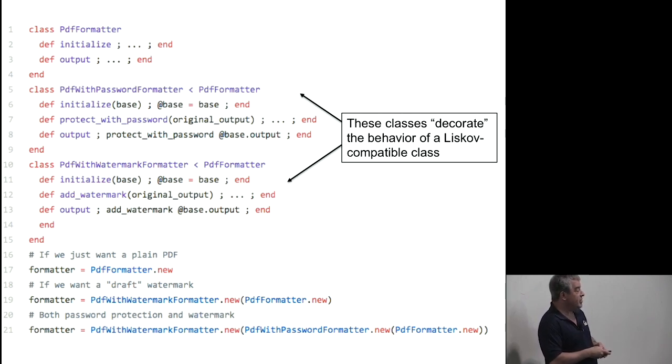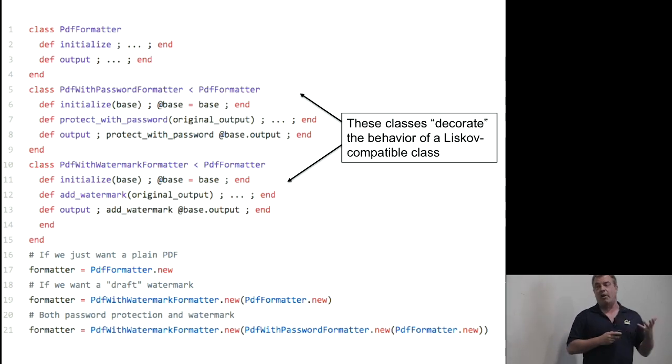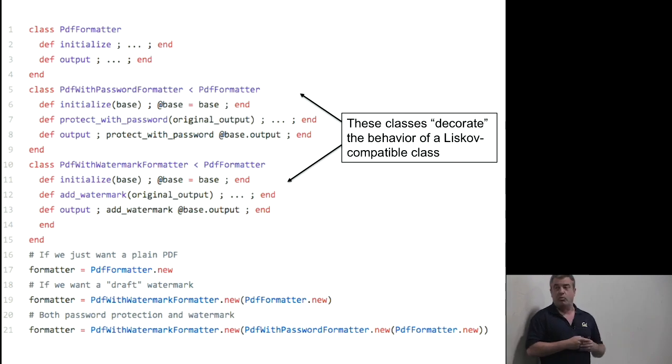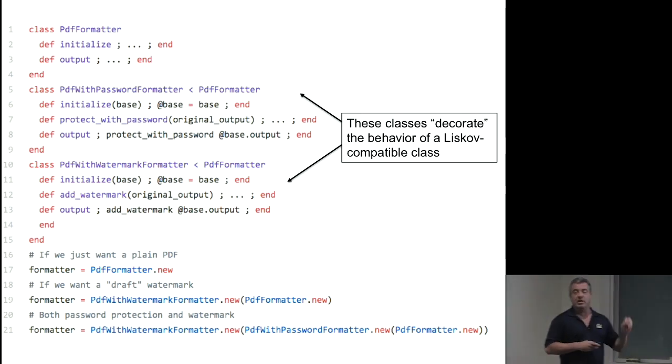So, but now, once I have this formatter, I can actually also stack it 3 deep, because anything that is a valid subclass of the base class can be passed in as the constructor. So now I can start with a PDF formatter, decorate it with password addition, and decorate it again with watermarks. And the thing that I still have, the formatter, is still something that could be called anywhere that PDF formatter could have been called. So from the point of view of who's doing the call on the formatter, it behaves the same way. It has an output method, but I can stack the decorators in any order that I want. Right, so that's kind of how the source code looks for an example like this. And we say that these classes decorate the behavior of a class that is Liskov compatible. In a few minutes, we'll talk about Liskov substitution and what that formally means.